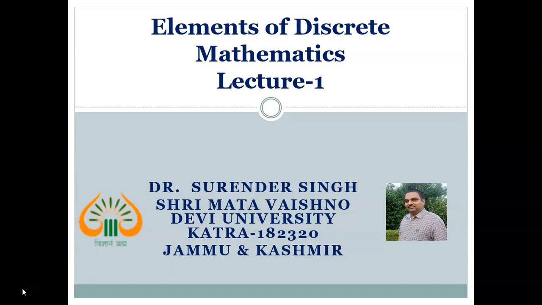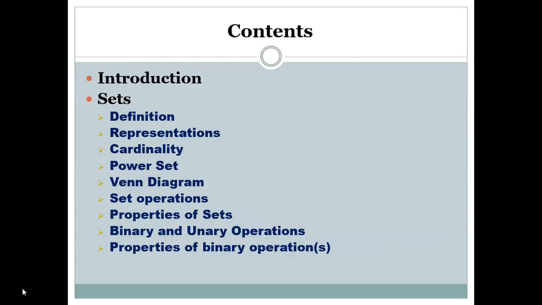In this first lecture we are discussing very basic elements of discrete structures. First the introduction, then we'll discuss certain things about sets. The content of this lecture is as follows: the definition, the representation of sets, cardinality of a set, and then what is a power set, and what are the Venn diagrams, set operations, properties of sets, binary and unary operations, and finally the properties of binary operations.